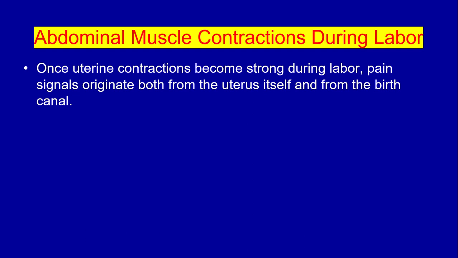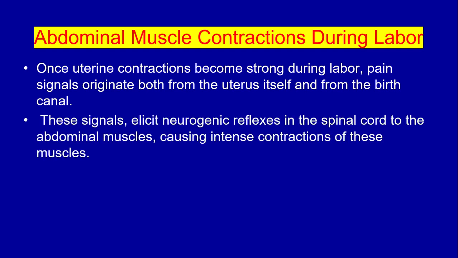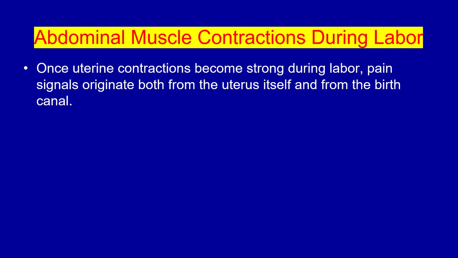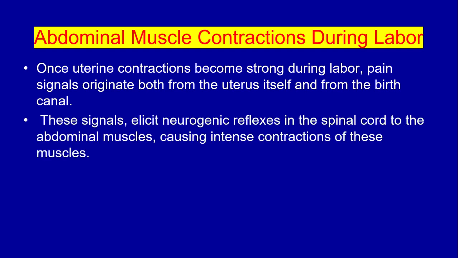Abdominal muscle contraction during labor. Once uterine contraction becomes strong during labor, pain signals originate both from the uterus itself and from the birth canal. Stretching of the uterus and cervix causes pain, originating both from the birth canal and from the stretched uterus.